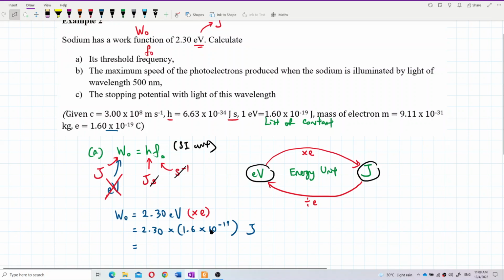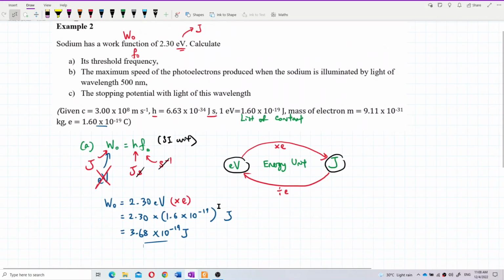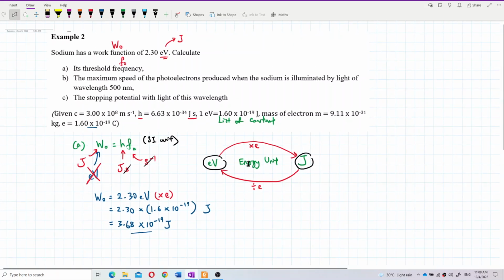After I multiply, it is 3.68 exponent negative 19 joule. I got the work function in unit joule. Then only I can substitute this into the equation. So let's substitute.